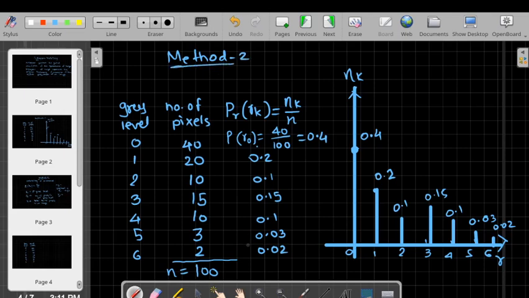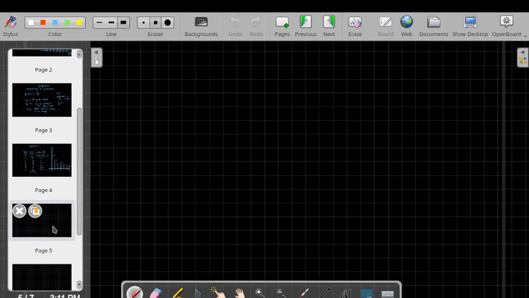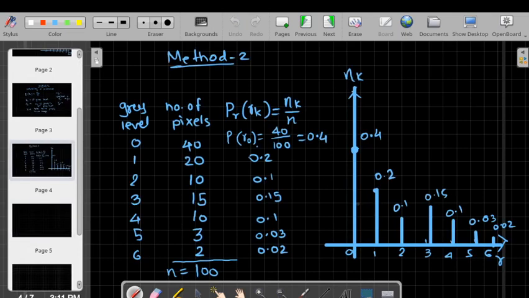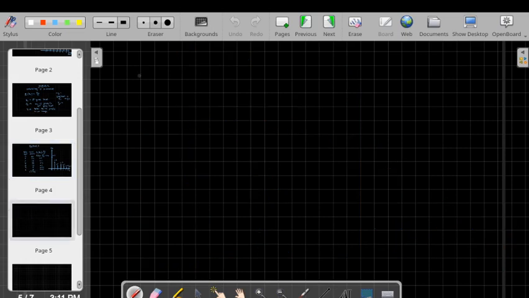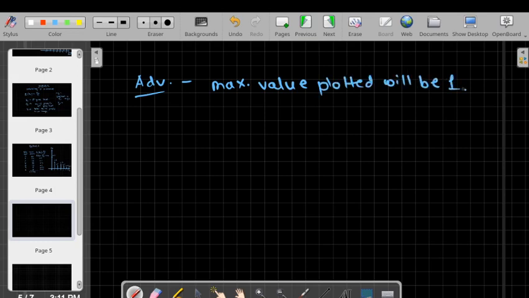probability of occurrence of the particular gray level. Here the main advantage of using this method is that the maximum value which can be plotted on this graph will be 1. So the main advantage of this second method is that the maximum value plotted will be 1.